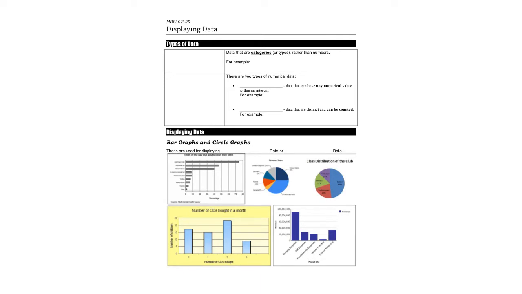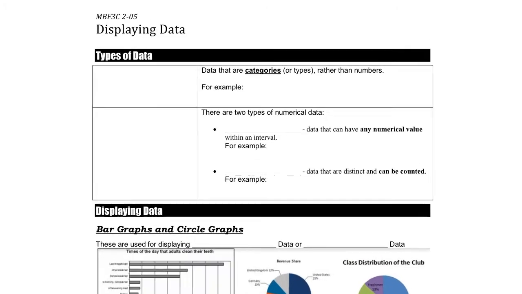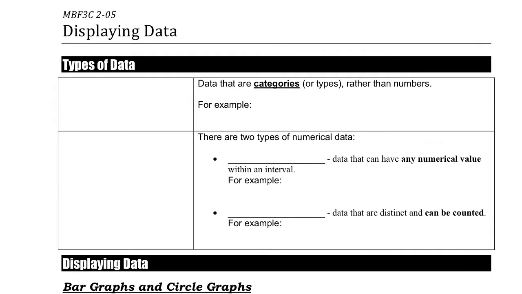The last few lessons we've been talking about data. The first one we looked at sampling techniques, and the next one we looked at collecting data. So once you have your data, what do you do with it? Well, you usually want to display it somehow. So that's what this lesson is going to be about: looking at how to display data.